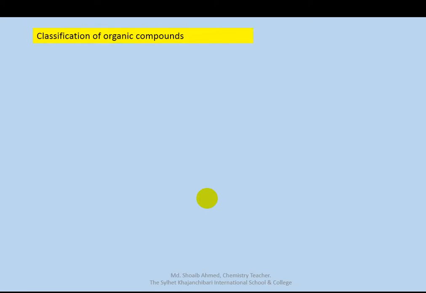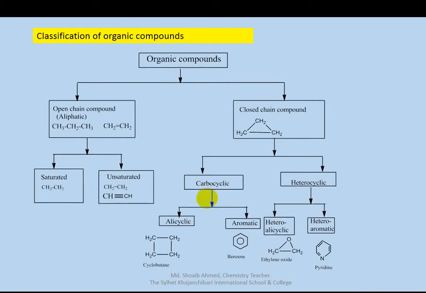Classification of organic compounds. Organic compounds are mainly of two types, open chain compounds and closed chain compounds. In open chain compounds, the two ends are open; in closed chain compounds, the ends are closed. Open chain compounds are of two types, saturated and unsaturated. Saturated contains carbon-carbon single bonds, unsaturated contains carbon-carbon double bonds or triple bonds. A carbon-carbon double bond is alkene, a carbon-carbon triple bond is alkyne.